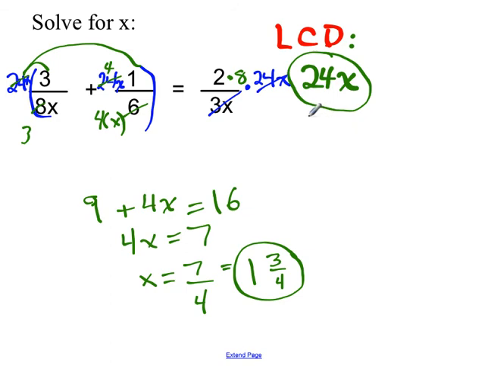So, a little quick wrap up. Anytime you have variables in the denominator, multiply by an LCD, or least common multiple, to get your denominators to cancel out, and that makes it a little bit easier to work with.